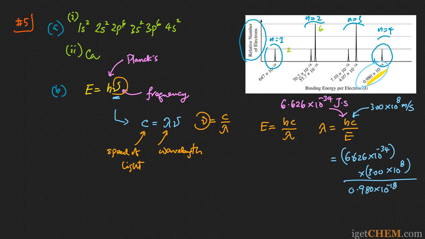So you can put all that in and calculate the value for lambda, and that turns out to be equal to 2.03 times 10 to the minus 7. And putting the units back in, the SI unit for length is meters.